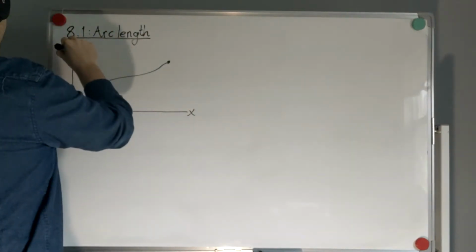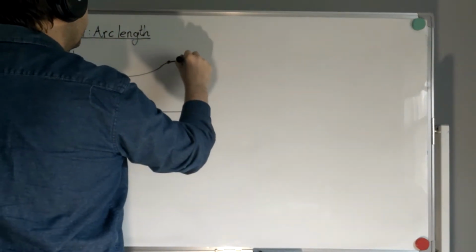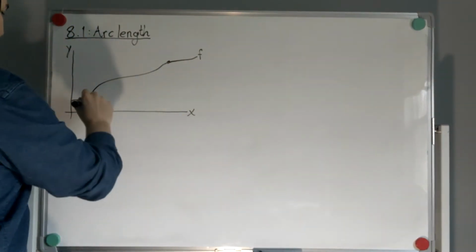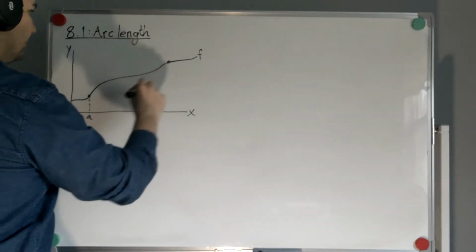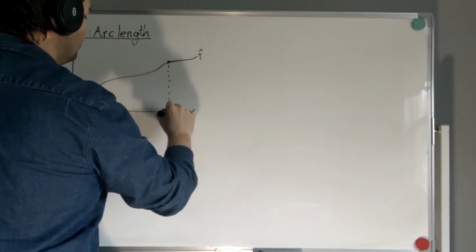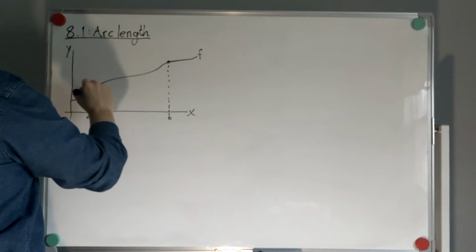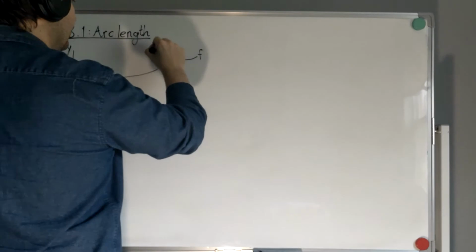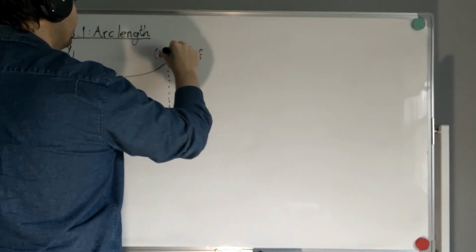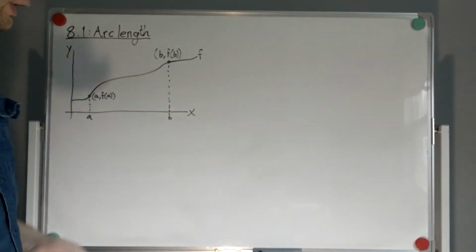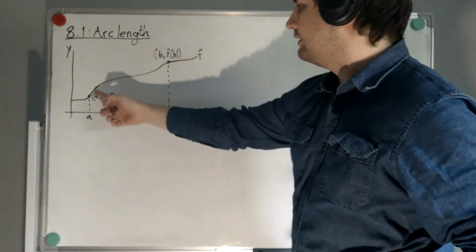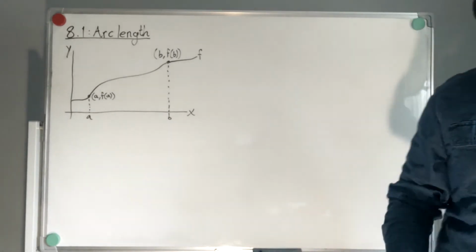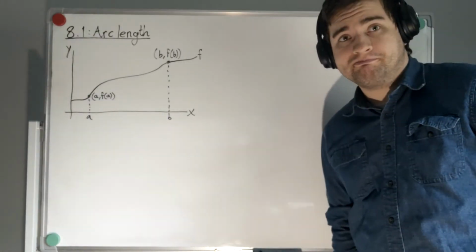Say something like, here's the graph of the function f, and we have that it's defined between these 2 points a and b. So naturally this point is (a, f(a)), and this point is (b, f(b)). And let's say we want to find the distance along this graph from here to here. How would you do that? Well, turns out that it's an integral.